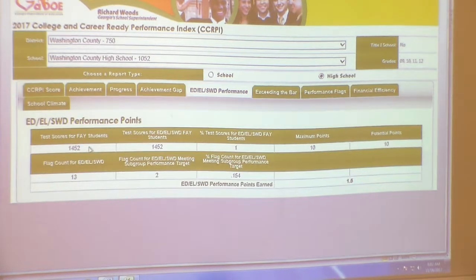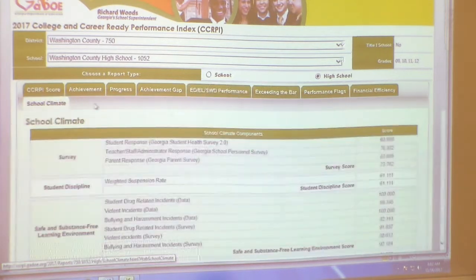So you have the economically disadvantaged. Maximum points is 10. We got 1.5. When I put it up in comparison, you'll see that we dropped. We were 4.4 last year, and we dropped to 1.5. And then you have your performance flags. Then you have your student climate. Click on the student climate.